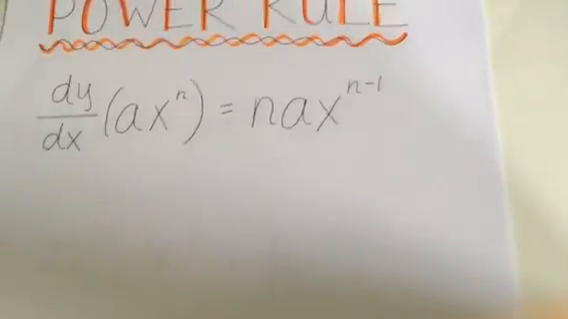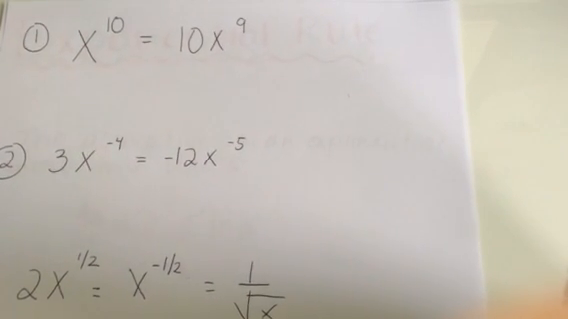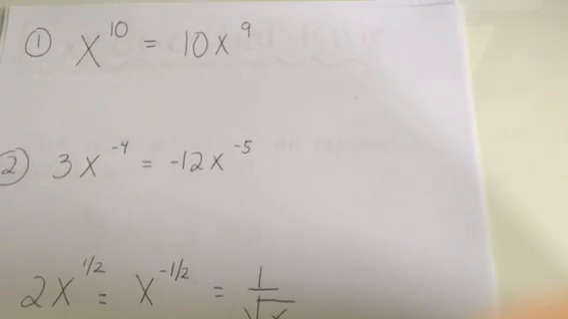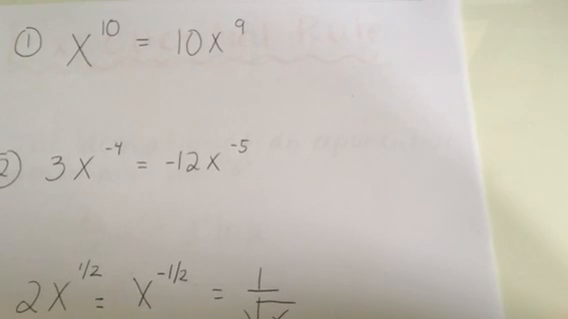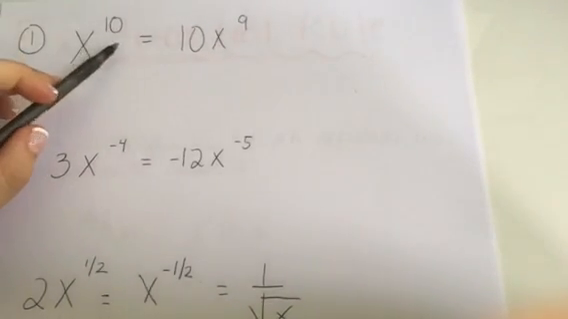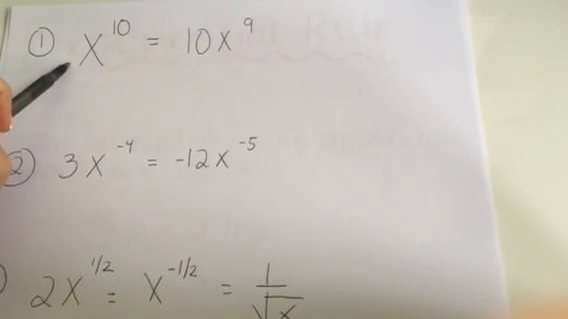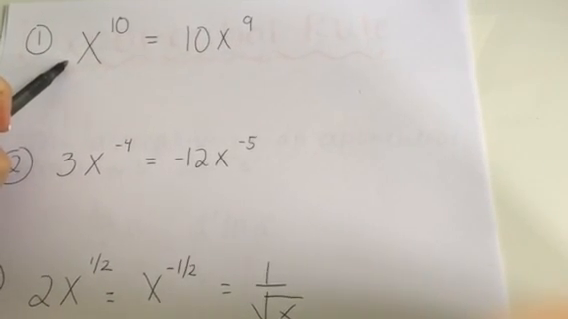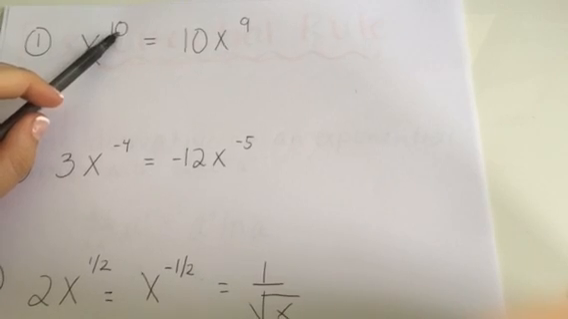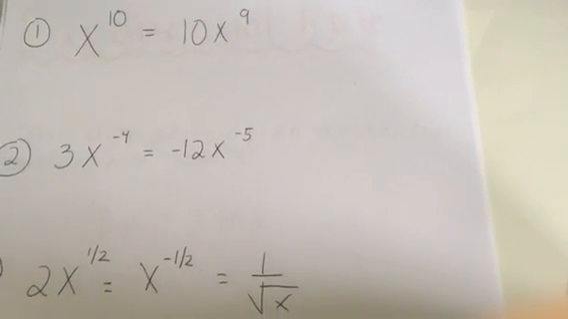Okay, so here are a few examples we can practice. x to the 10th is our first example. Like the rule states, we take the exponent 10 and bring it down and multiply it by the coefficient, which is 1 in front of the x value, and subtract 1 from the exponent value, which leaves us with 9. So our final answer is 10x to the 9th.